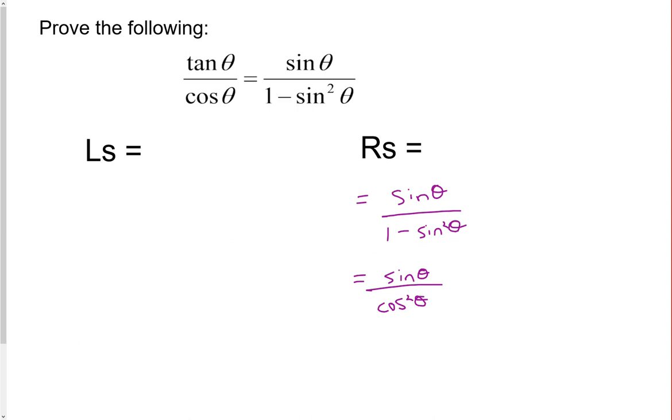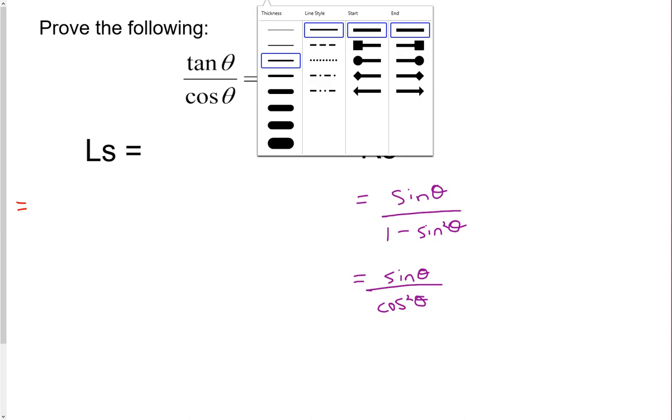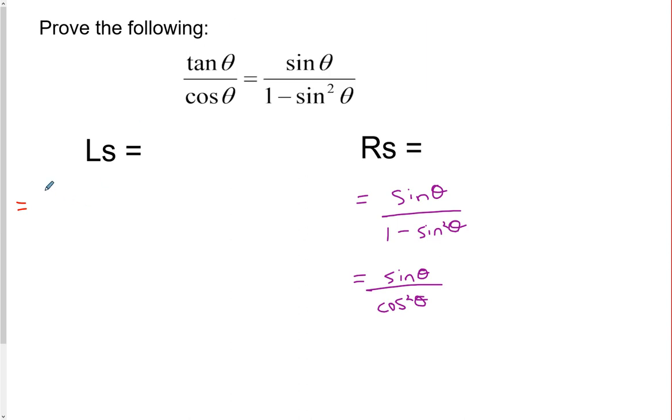Now, I think I'll probably stop there because now this looks pretty simple. Maybe I'm going to work with the left side for a little bit. So let's head over to our left side. Let's try and work with that one for a little bit and see if we can get it to equal the same thing. So we've got tan theta over cos theta. Well, tangent is just sine over cos, right? So let's change tangent into sine over cos.